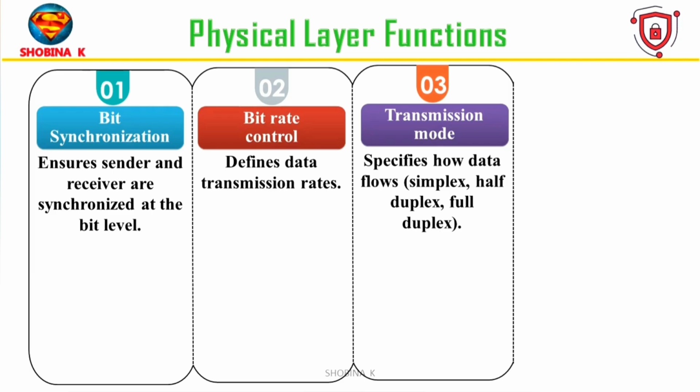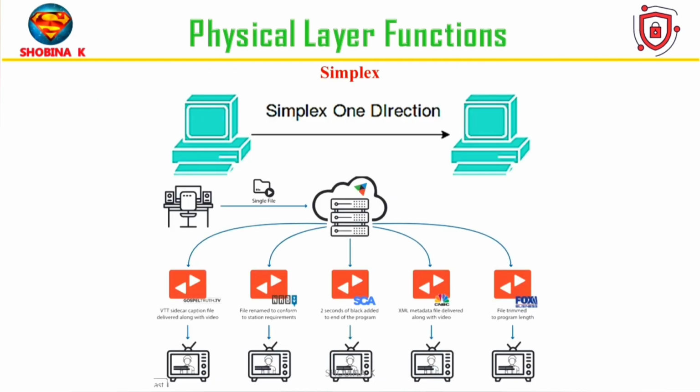Next, the physical layer defines the transmission mode. Transmission mode means how data flows between connected devices. There are three main types: simplex, half duplex, and full duplex. In simplex mode, data flows in only one direction, from transmitter to receiver. For example, TV broadcast. In TV broadcast, the TV station, that is the transmitter, sends video and audio signals to the TV set, which is the receiver, in only one direction. The TV set receives the signal and displays the program, but it does not send any data back to the TV station. And this is a one-way communication.